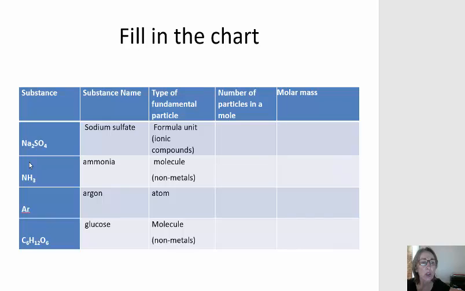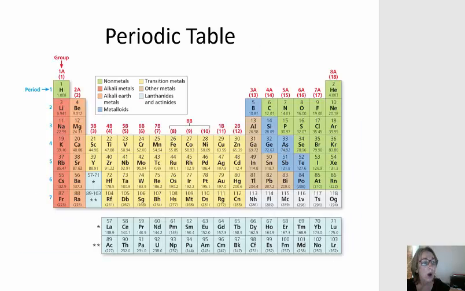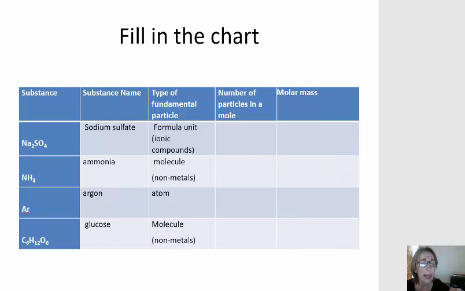We have 4 different substances here. The first substance is sodium sulfate, and we know it's a compound because it has more than one capital letter, which means there are 2 or more elements in a specific ratio, and that's the definition of a compound. We also know it's ionic because it has a metal, and anytime a metal is in a compound, we are going to classify that as ionic. We also see the polyatomic ion sulfate. So the smallest particle of an ionic compound is not a molecule, it's known as a formula unit. And a formula unit has 2 sodium cations and 1 sulfate anion.